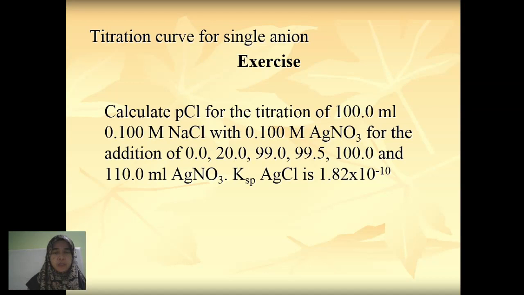So this is the exercise for the precipitation reaction. Calculate the pCl for the titration of 100 ml of 0.1 molar sodium chloride with 0.1 molar silver nitrate, for the addition of 0, 20, 99, 99.5, 100 and 110 ml of AgNO3. The Ksp of AgCl is 1.82 times 10 to the power of negative 10. Please try it.